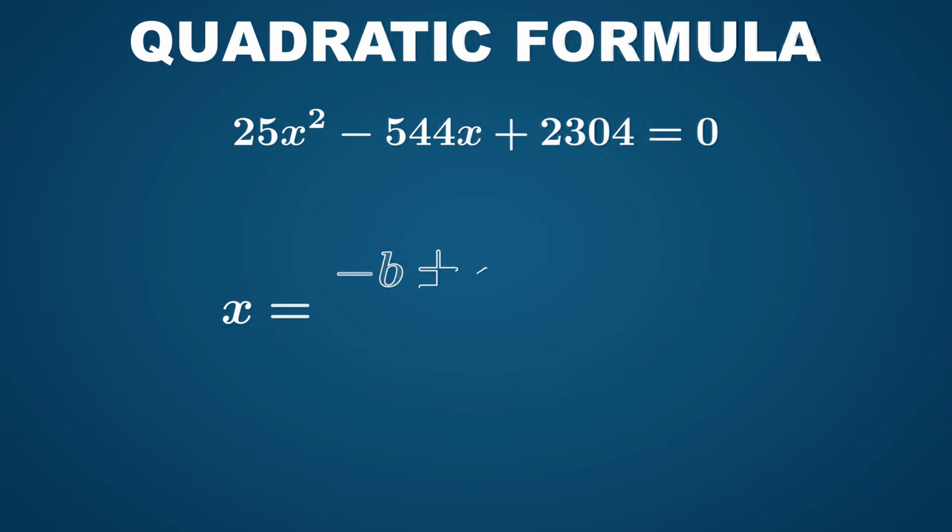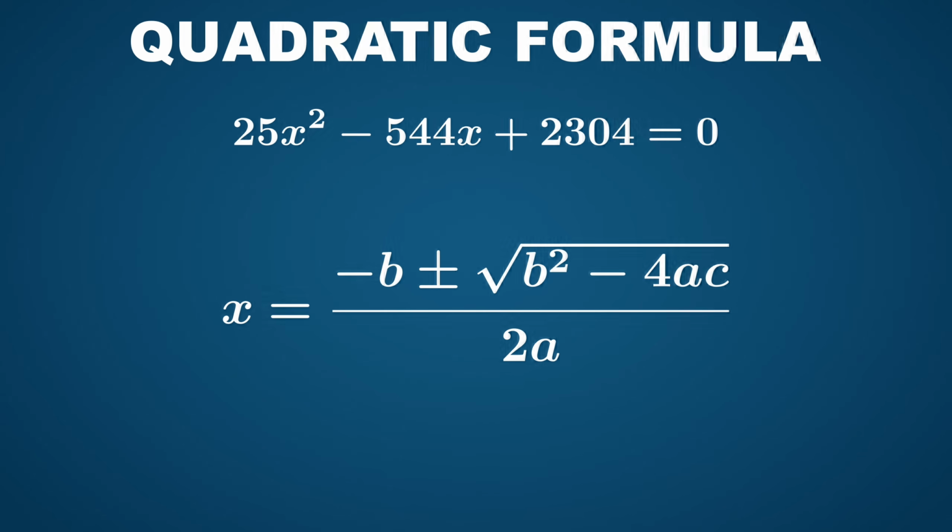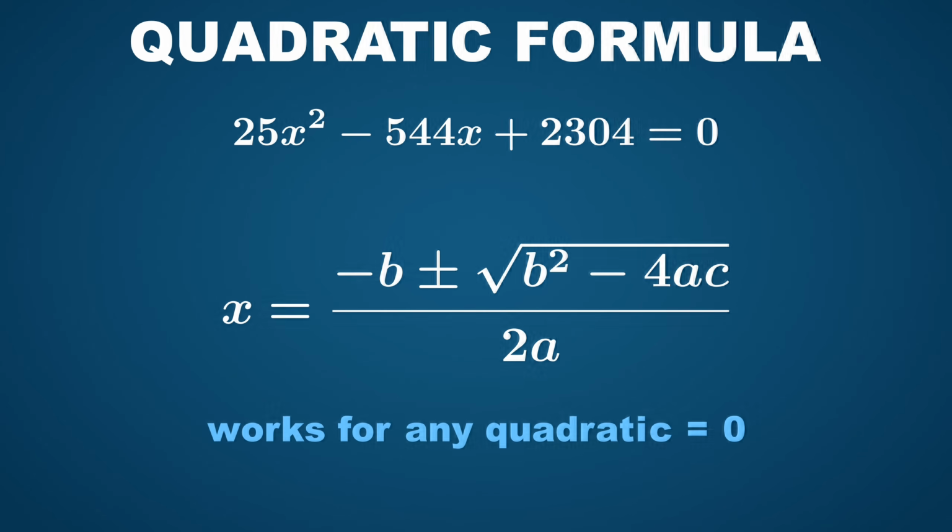This is a quadratic, so we bring in the quadratic formula. The formula works for any quadratic set equal to 0. Here, the number in front of x squared is exactly 25. The number on the plain x term is minus 544. And the constant at the end of the quadratic is 2304.